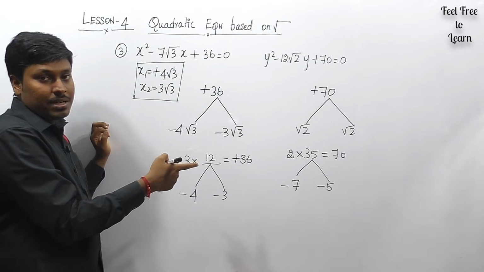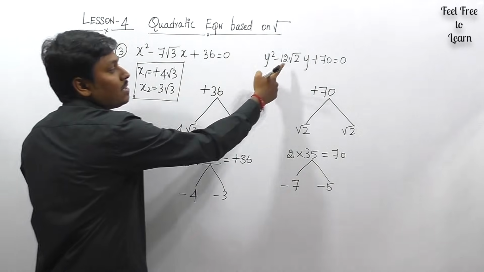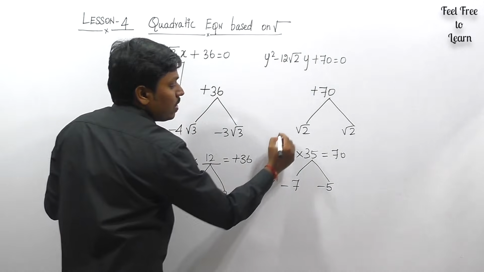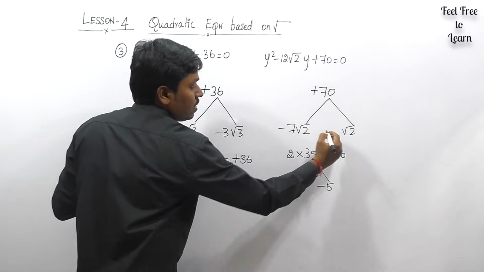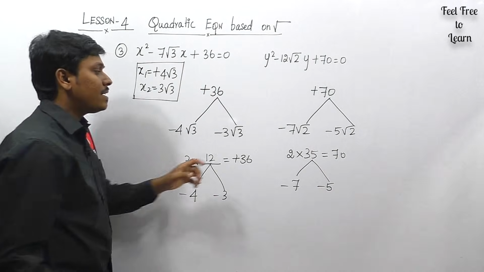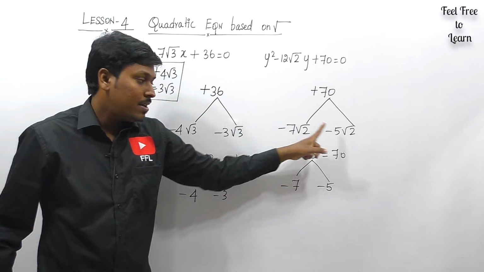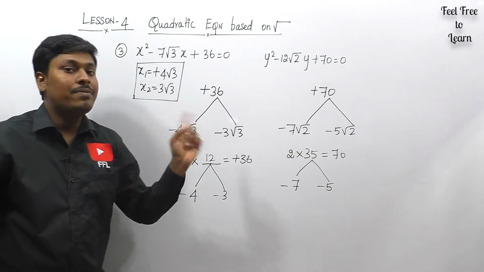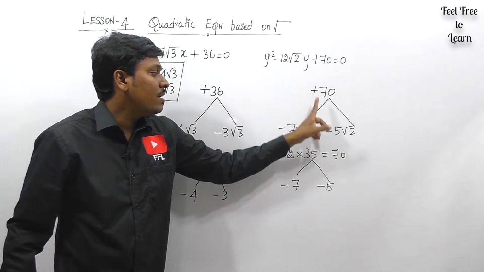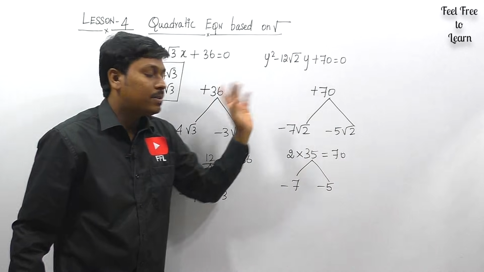Because when we add both the numbers, minus 7 and minus 5, the resultant will be minus 12. So finally we got the factors minus 7 root 2 and minus 5 root 2. If you want, you can check this, right? Minus into minus will be plus. 7 into 5 will be 35, root 2 into root 2 will be 2, 35 into 2 will be 70. So when we multiply both the numbers, the resultant will be plus 70.